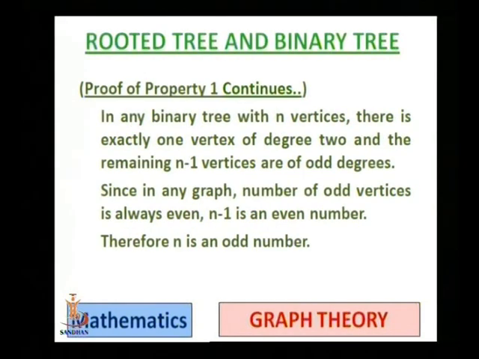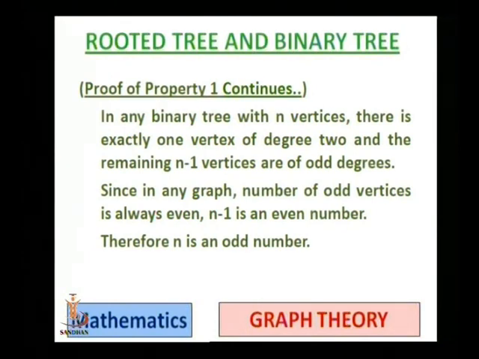Now if you consider any binary tree, there will be exactly one vertex of even degree, that is 2, right, and all other vertices are of odd degree, and there is a famous result in graph theory that in any graph the number of odd degree vertices must be even. That means n minus 1 will be an even number, because there are n minus 1 vertices of odd degree. So n minus 1 will be even, and that's why the number n must be an odd number. That means the number of vertices in any binary tree must be an odd number.